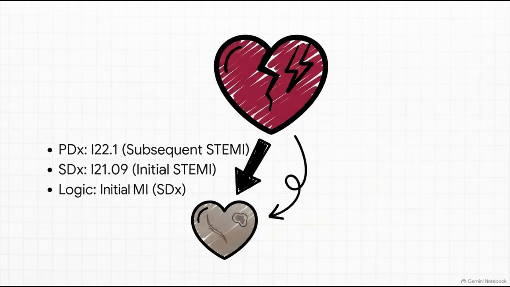Right, the logic perfectly flips. Because the subsequent inferior wall STEMI is the driving reason for this brand new admission, I22 takes the principal diagnosis spot. It's still tethered to the original I21 code, but now that original MI sits in the secondary diagnosis position.